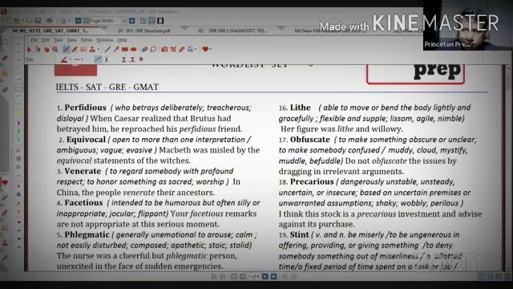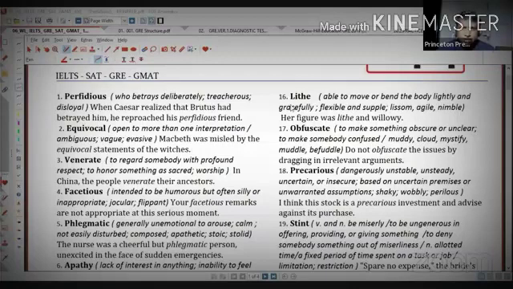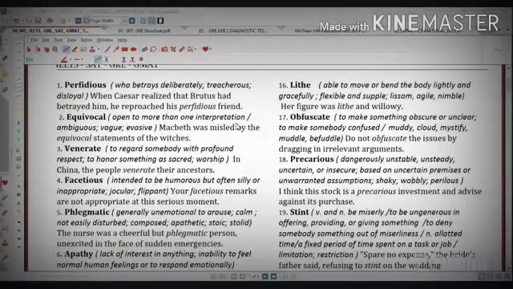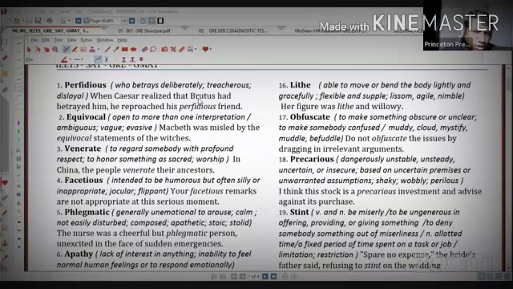Reproach is a kind of scolding. So perfidious means who betrays, and next is equivocal. Equivocal means having 2 ideas at the same time, open to more than one interpretation, ambiguous, vague, evasive. Macbeth was misled by the equivocal statements of the witches.